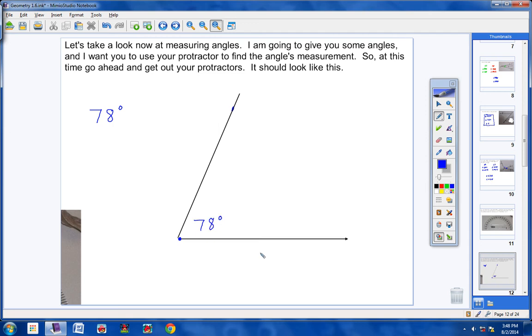So if you need to practice some of these on your own, that's totally fine, but make sure you know how to measure angles and make sure that you know how to draw angles also. Okay, let's continue on.